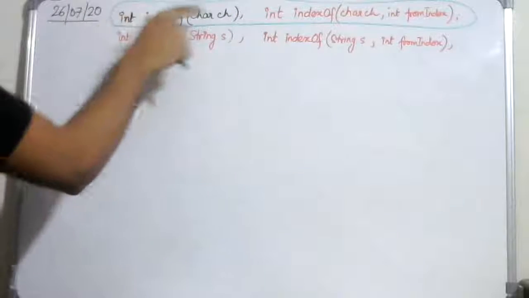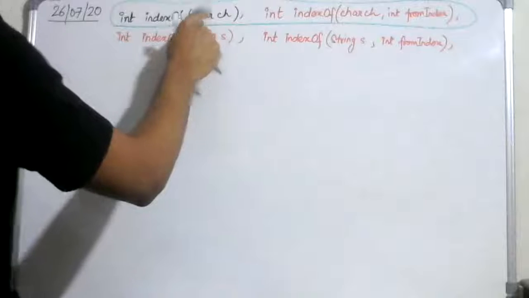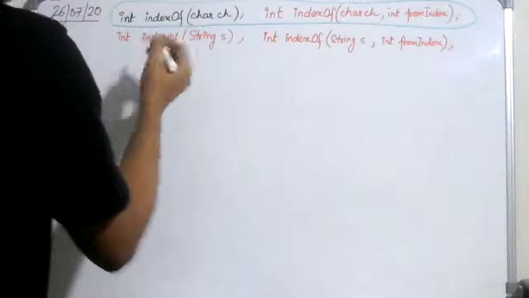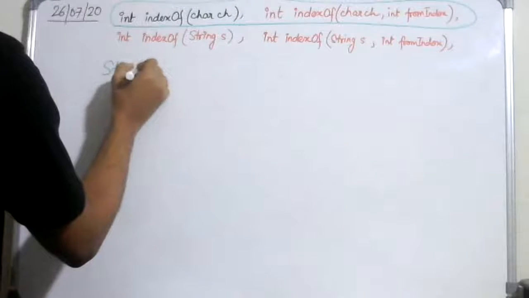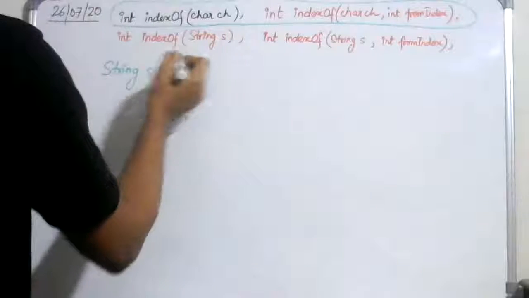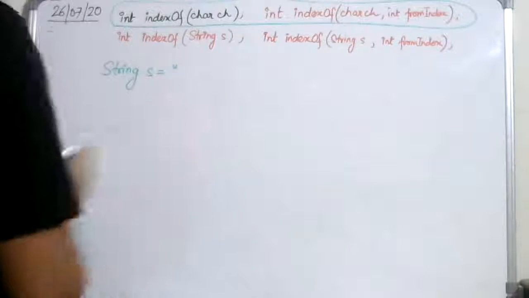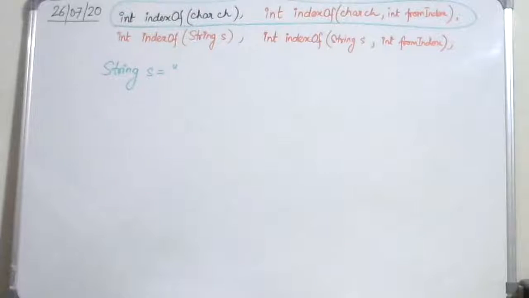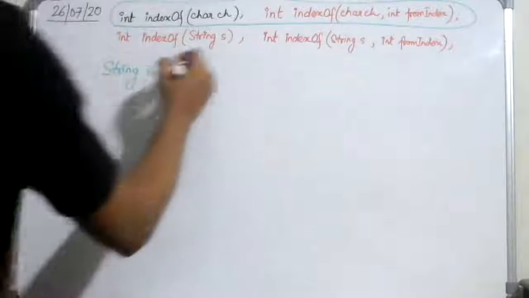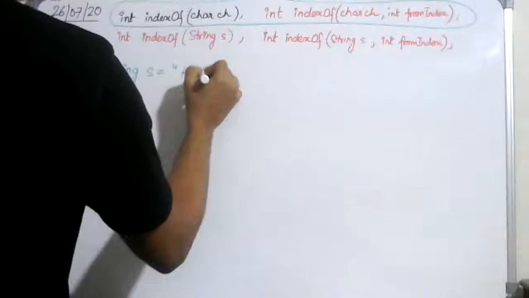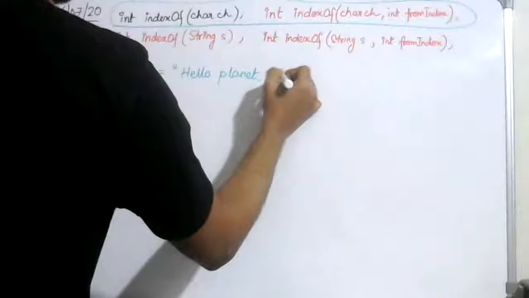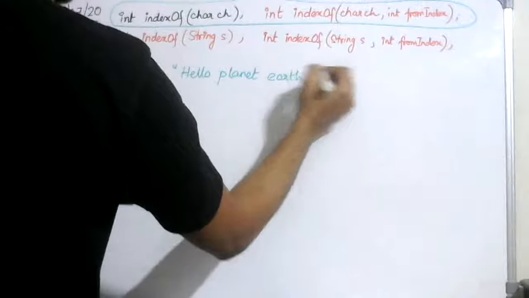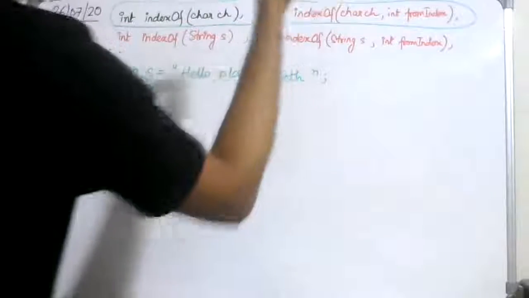So I have already explained how the one with the single argument works. So let's take a look at how the one with two arguments works. Let's say I have a string. This time I'll have to take a bigger string. Let's say, hello planet Earth. So that's my string.